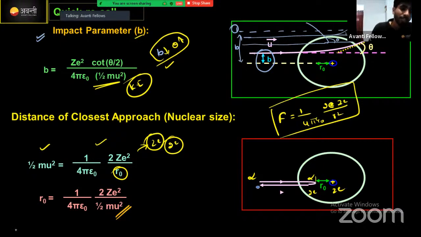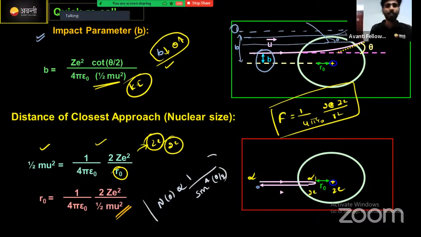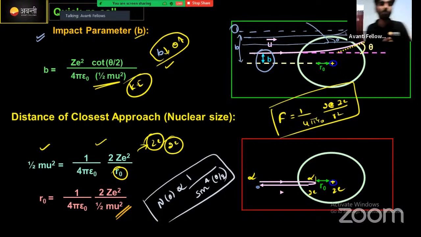And one more point, the number of particles scattered. To find that, we derived one more equation. N of theta is proportional to 1 divided by sine to the power 4 theta by 2. Keep these two points in mind. These two are very important for the NEET examination.